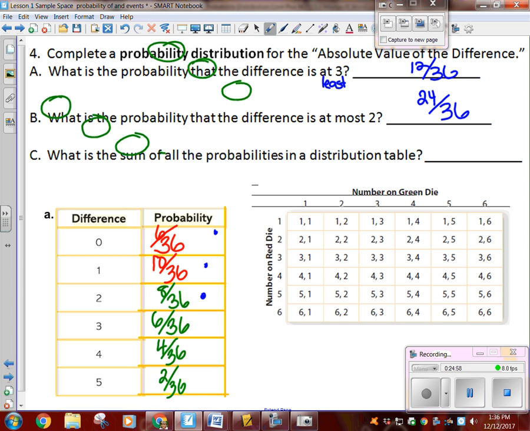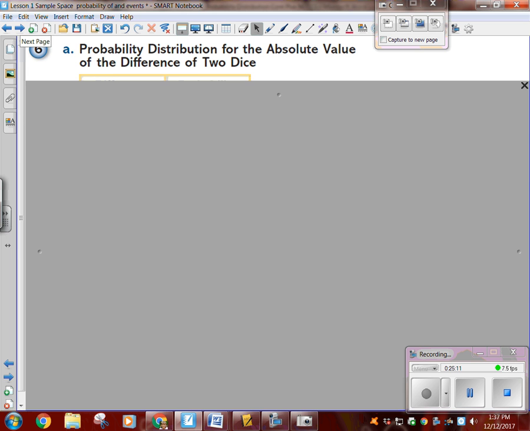36. What's the sum of all the probabilities in the distribution table? We added 6 plus 10 plus 8 plus 6 plus 4 plus 2. We would get 36 out of 36, which is 1. Okay, does that complete most of our notes?